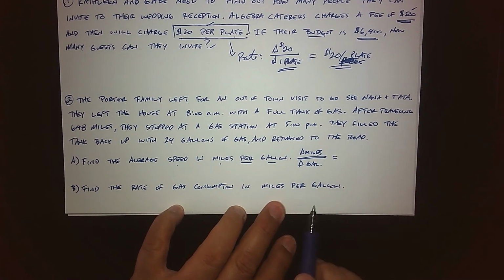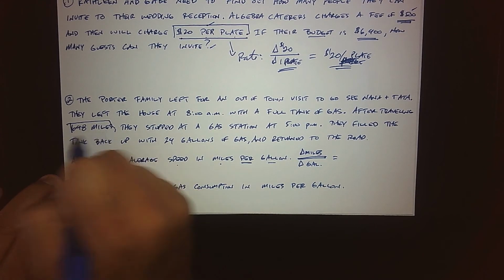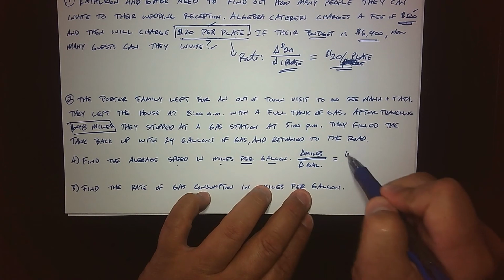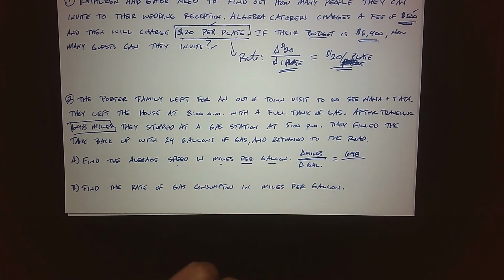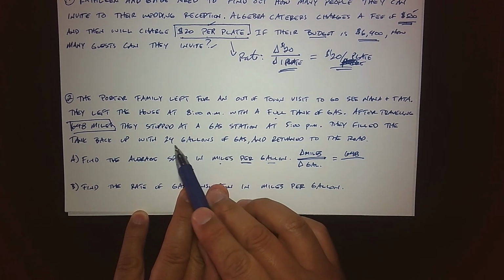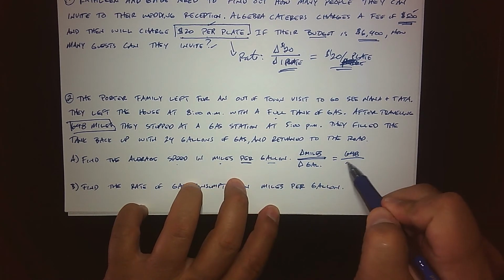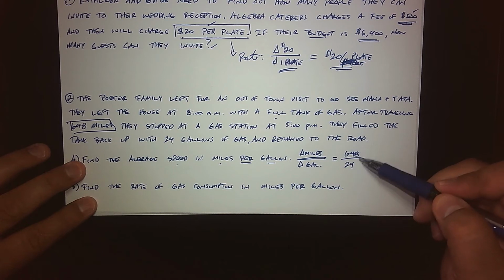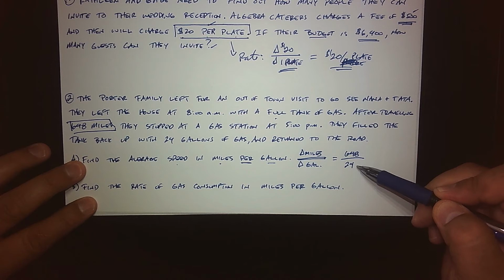And when we read the problem really carefully, it looks like they changed mileage. Their odometer changed to 648, so 648 miles were traveled. Because they started with a full tank and later refilled it with 24, the corresponding change in gallons was 24. So my two changing quantities: a change of 648 miles took a change of 24 gallons. So there's our ratio.